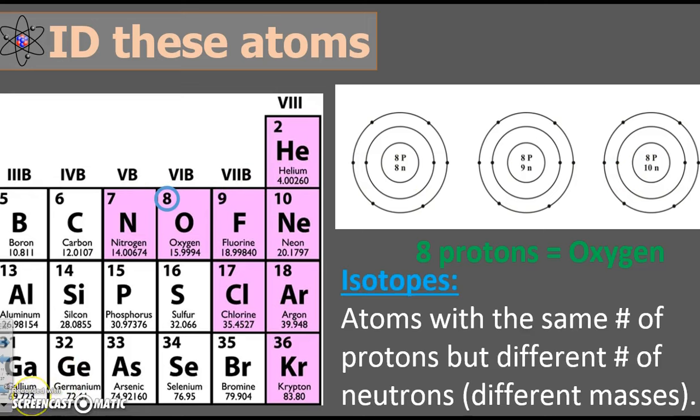You're probably wondering, how are they still oxygen if they all have different neutrons? Well, that's because they're considered isotopes. Atoms with the same number of protons but different number of neutrons have different masses, but it's just slightly different. But with the 8 protons, they're still classified as oxygen.